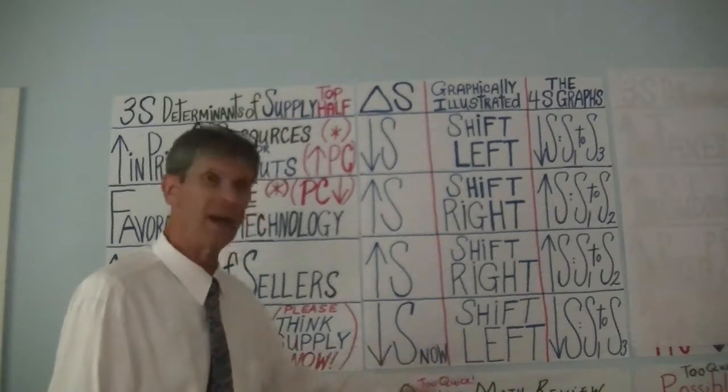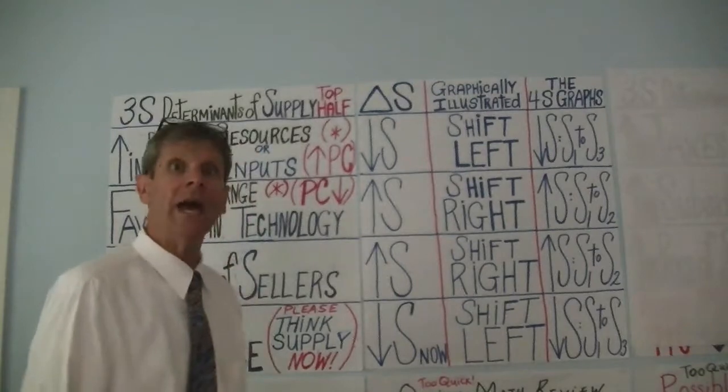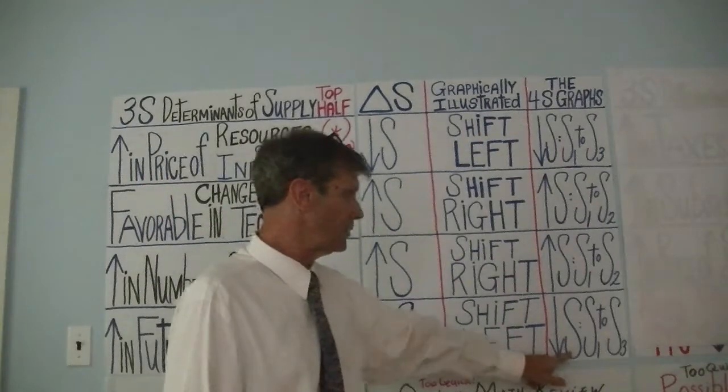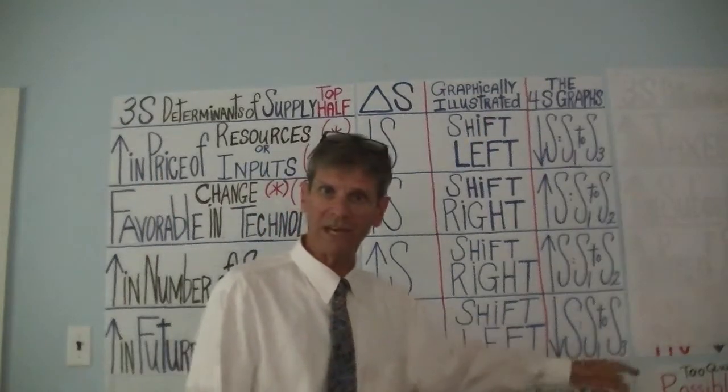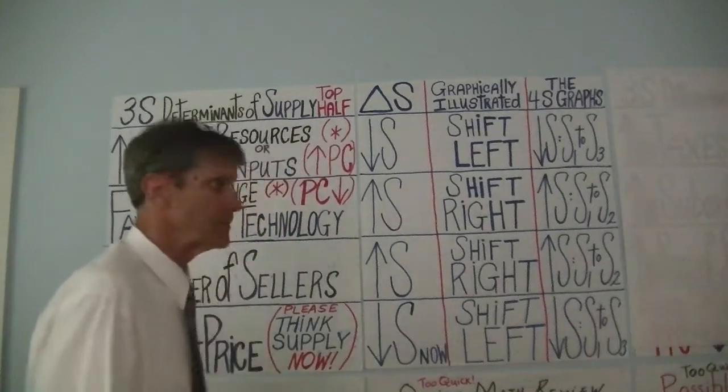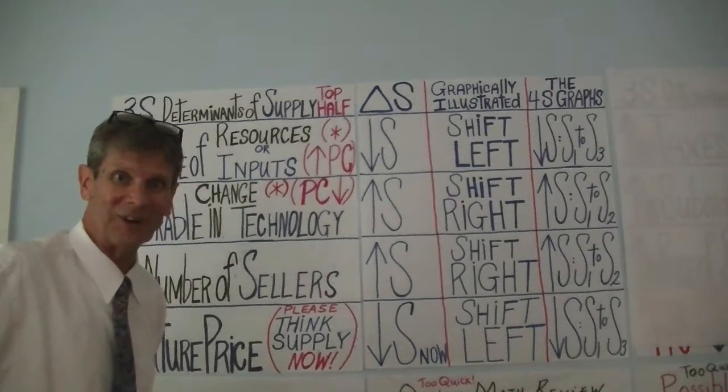a shift left of the entire supply curve, and on 4S, the supply curve would move from S1 to S3 on the left-hand side of 4S. Okay, how's that look so far, right?